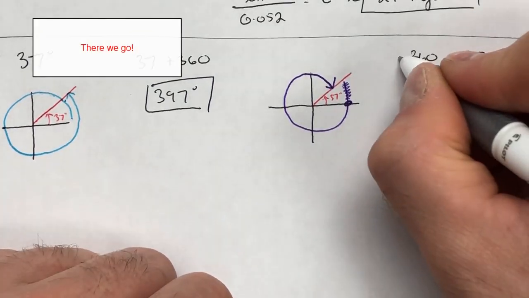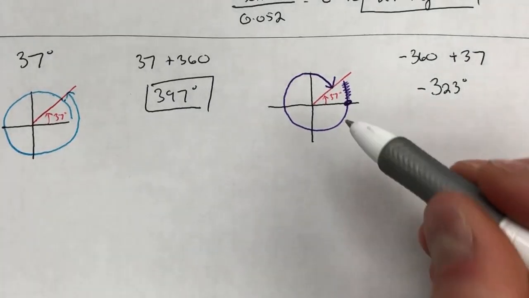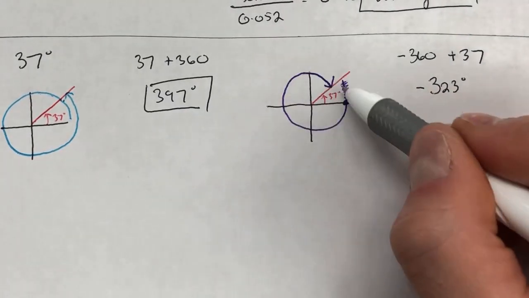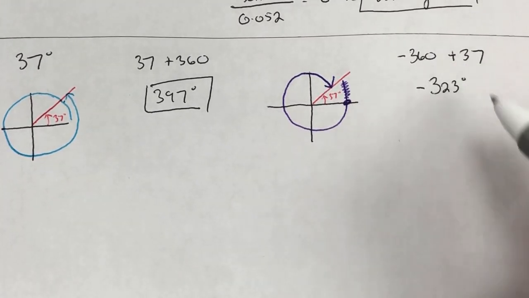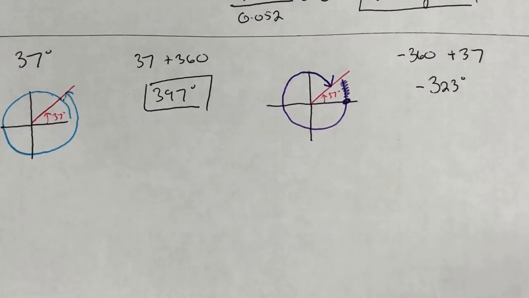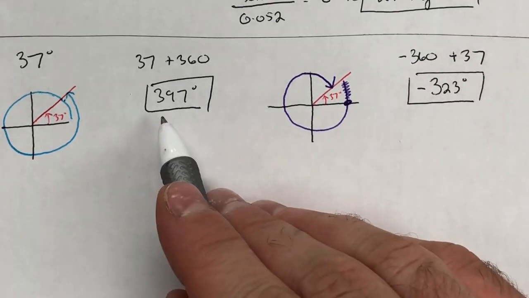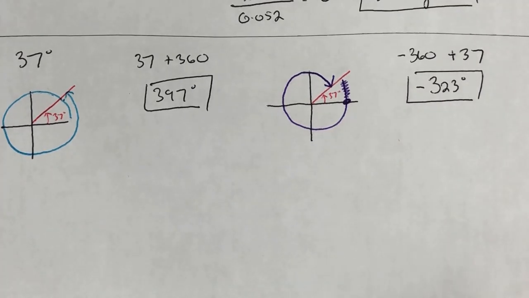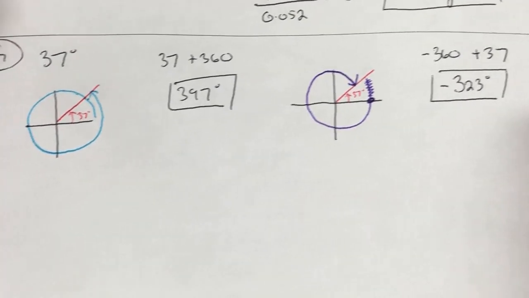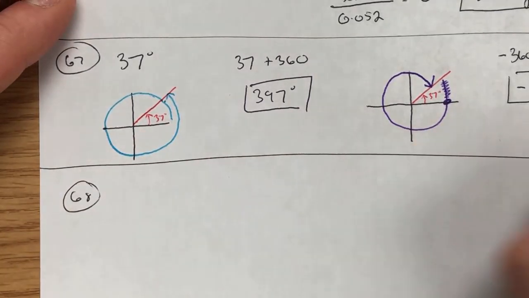So I'm going in the negative direction. I would have gone negative 360, but I'm saving myself that 37. So I got that a little backwards in there, but we got the idea. So my one that is greater than is 397 degrees. My one that is less than is negative 323 degrees. Awesome. So we're going to do that a couple times. That was 67. Let's take a look at 68.